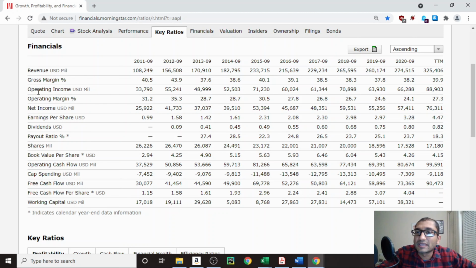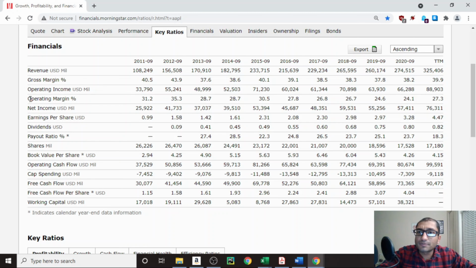Next, looking at the operating income. The operating income is what we get when we subtract cost of goods and operating expenses from the company's revenue. Back in 2011, the company's operating income was about $34 billion. And for the year 2020, it was about $66 billion. Similar to the revenue, the company's operating income has been trending upwards.